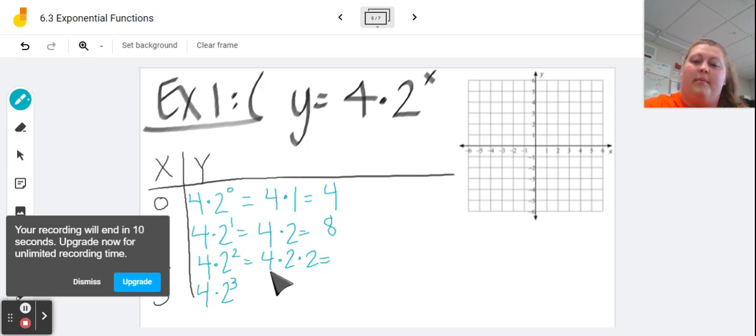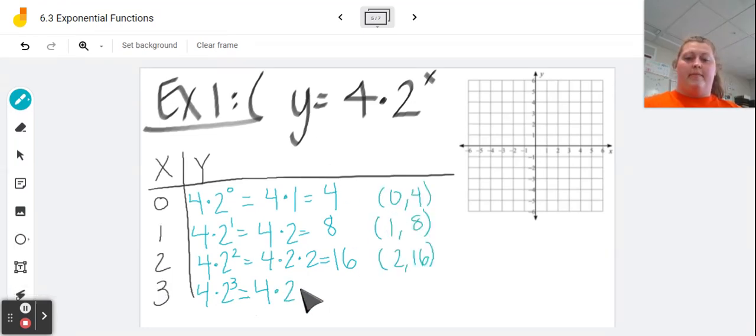So I'm going to do order of operations. 4 times 2 is 8. 8 times 2 is 16. Lastly, I have 4 times 2 to the 3rd power, which means I'm going to have 3 2's, and 4 times 2 times 2 times 2 gives me 32. So my last point is 3, 32.